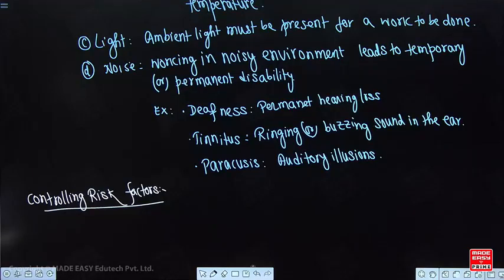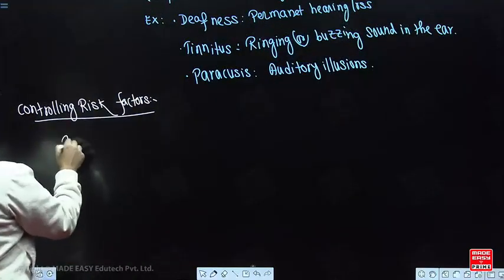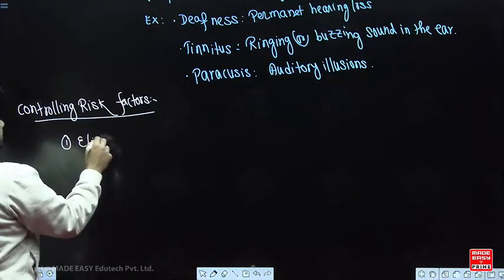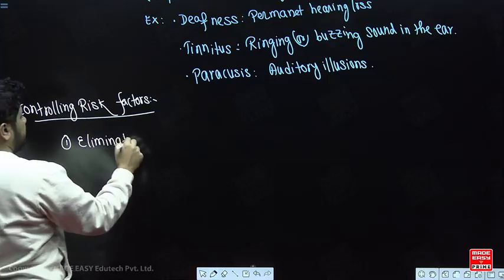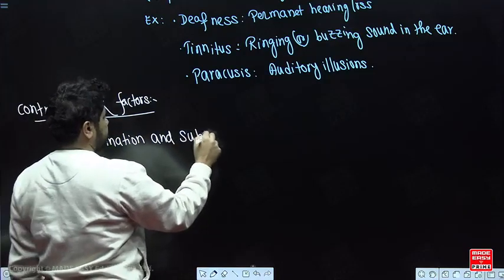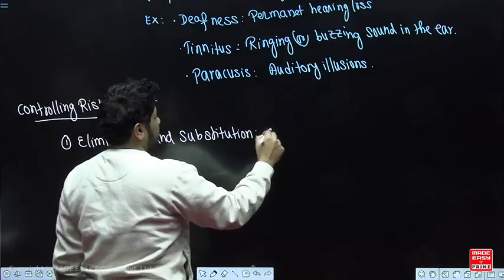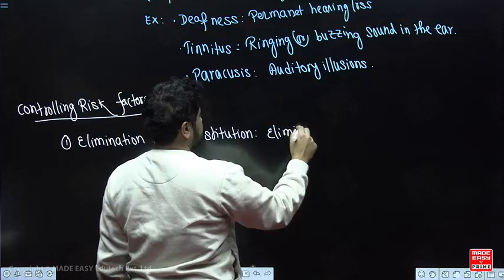Fine. Now how to control these risk factors? Controlling risk factors. First, elimination and substitution. Elimination and substitution. That means eliminate the hazard.